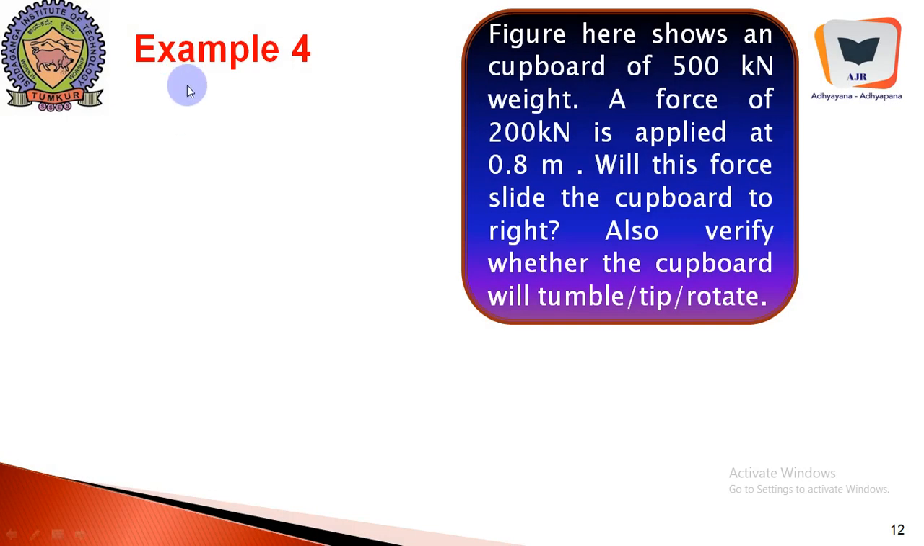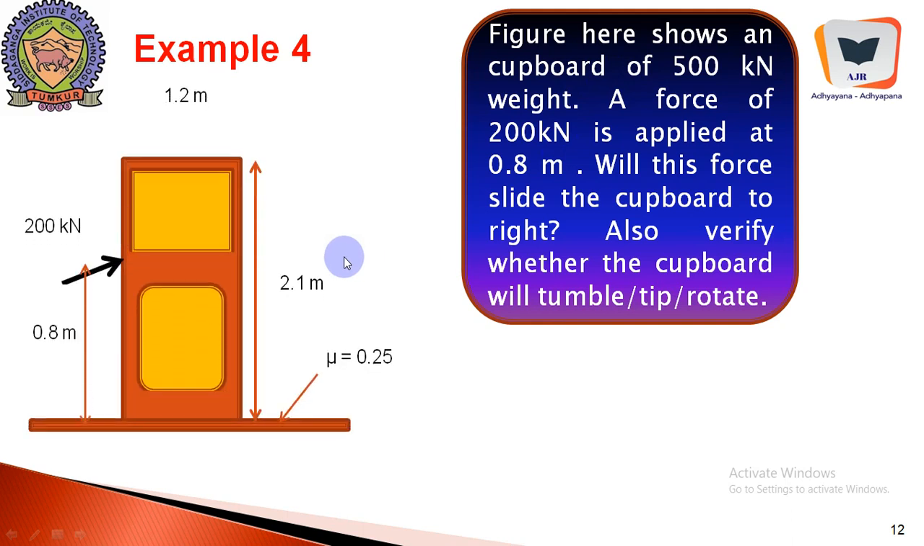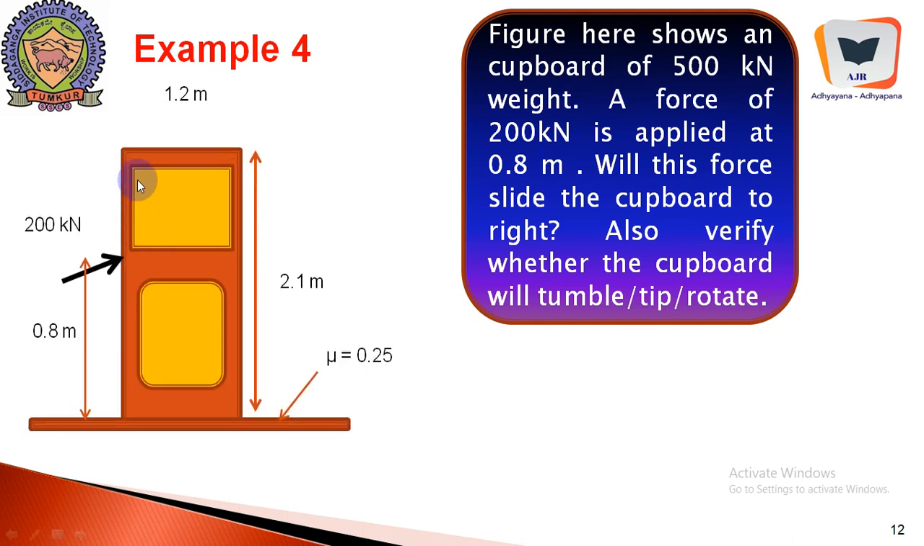So in example 4, we will look at a problem which has a figure which shows a cupboard of 500 kilonewton weight. A force of 200 kilonewton is applied at 0.8 meter vertically from the bottom. Will this force slide the cupboard to right? That is a question. Also verify whether the cupboard will tumble, tip or rotate. This is the question. Let us see.